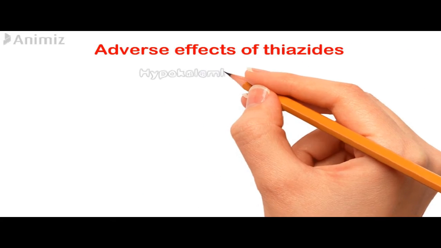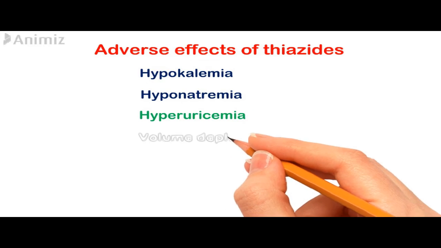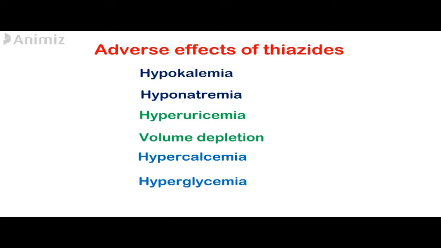Some adverse effects of thiazide diuretics include hypokalemia, and this hypokalemia can be fixed with dietary potassium supplementation, like taking citrus fruit, bananas, and prunes. Hyponatremia is another side effect of thiazide diuretics, and limiting water intake and lowering the dose of the diuretic can prevent this condition. Hyperuricemia can be caused by thiazides, and it is important to perform periodic blood tests for uric acid. Volume depletion, hypercalcemia, and hyperglycemia are also side effects of thiazide diuretics.